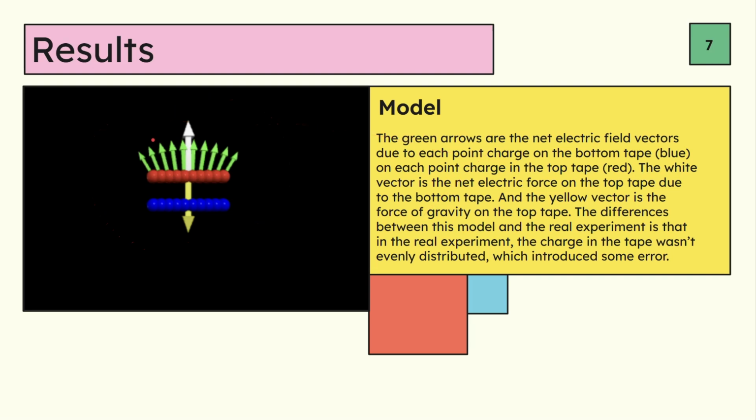Results, this is our model shown at the beginning. The green arrows are the net electric field vectors due to each point charge on the bottom tape, on each point in the red tape. The white vector is the net electric force on the top tape due to the bottom tape, and the yellow vector is the force of gravity on the top tape. The difference between this model and the real experiment is that in the real experiment, the charge on the tape wasn't evenly distributed, and there were many more point charges, which introduced some error.